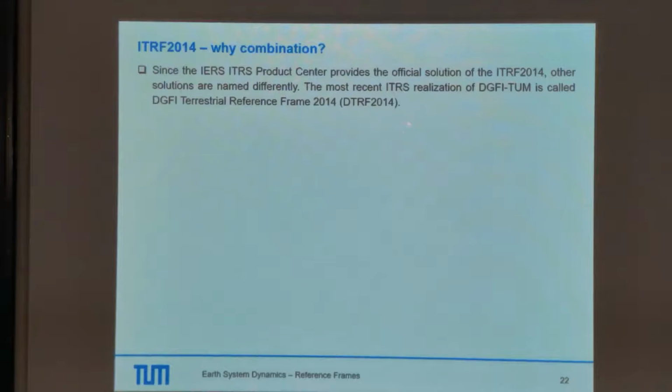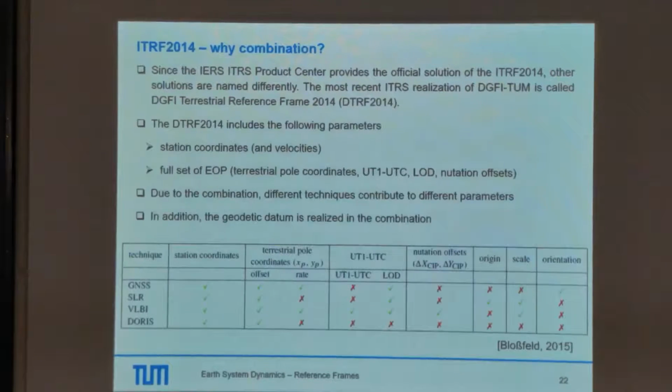First of all, there's something before. That's the realization of DGFI. It's called the DGFI terrestrial reference frame, the DTRF2014. And the DTRF2014 includes the following parameters. So what do we estimate in our solution? We estimate, as we heard many times before, station coordinates and velocities. And in addition, we estimate the full set of EOPs. And due to the combination, different techniques contribute to the different parameters.